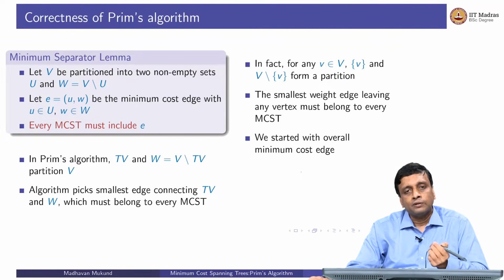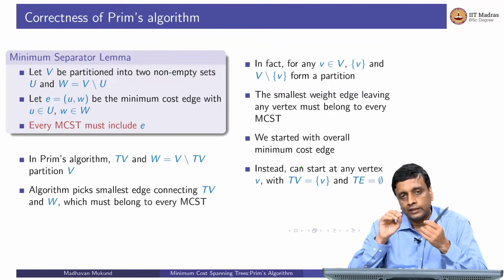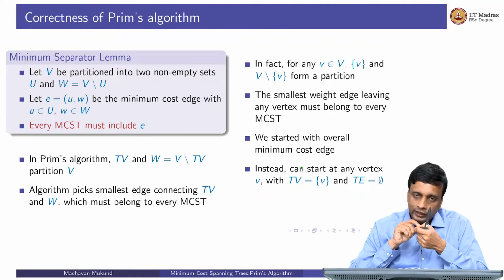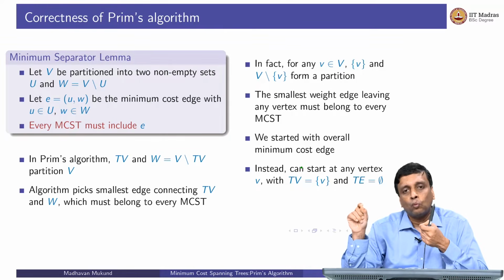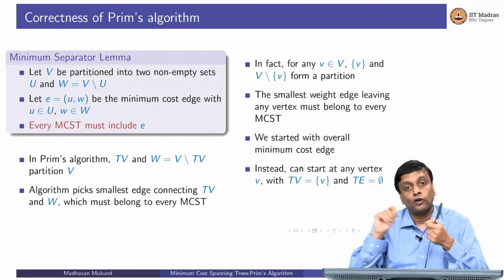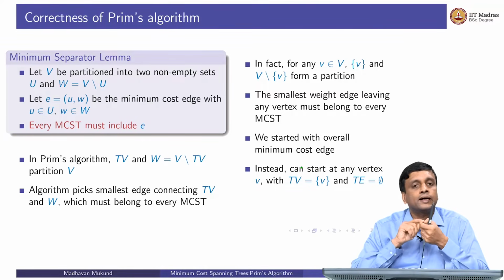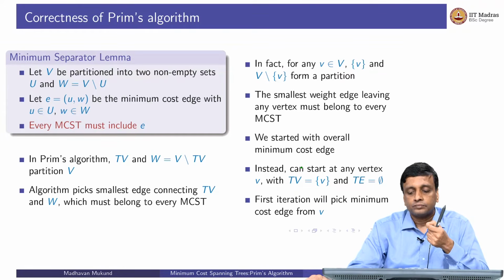So instead of starting with this minimum cost edge, we can actually start with any vertex and just start with a trivial tree consisting of one point. And then say, okay, from this one point I want to grow this tree, so I want to pick the smallest edge which leaves this tree, this one point. And then I get one edge which may not be the overall smallest edge, but it will be the smallest edge from this v, but still we will get a correct answer, because that will still, by the minimum separator lemma, be part of every spanning tree.